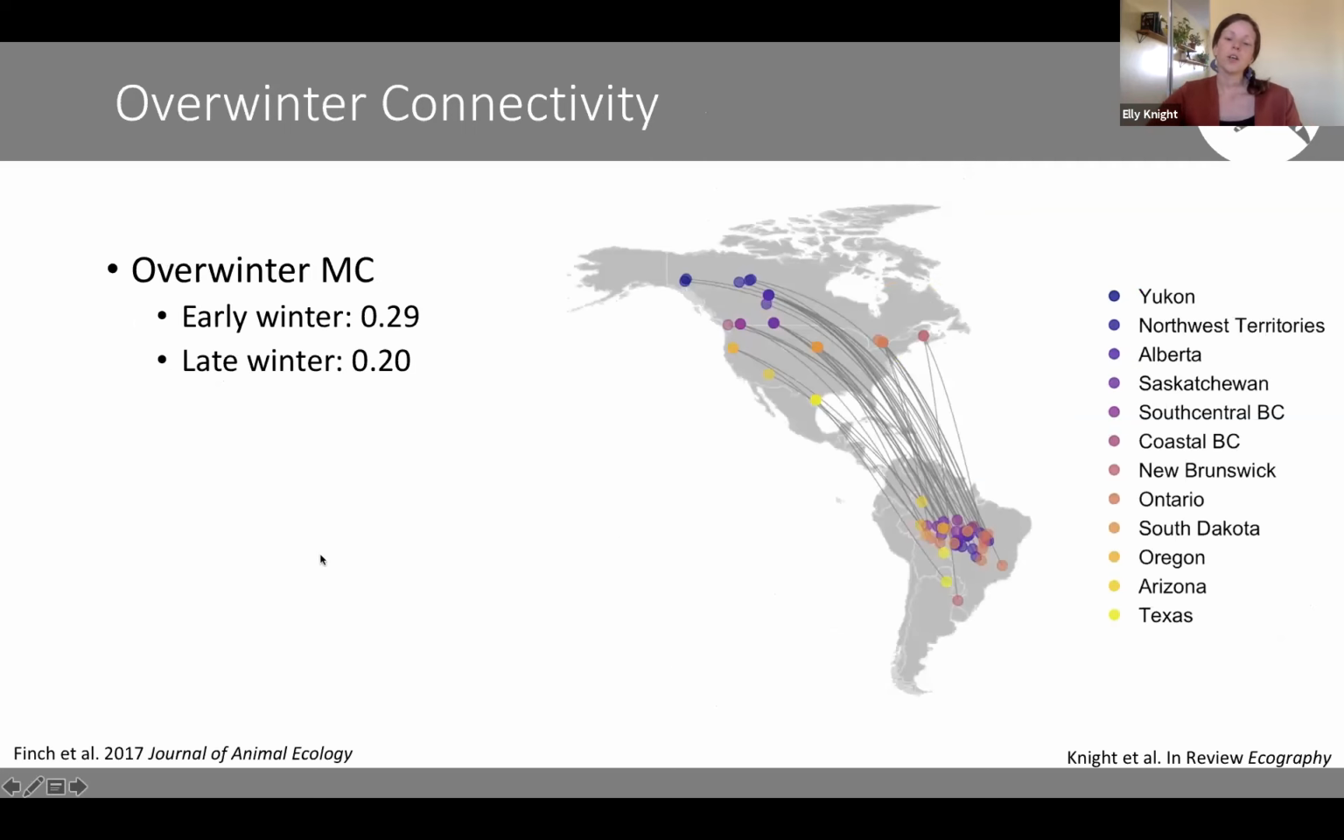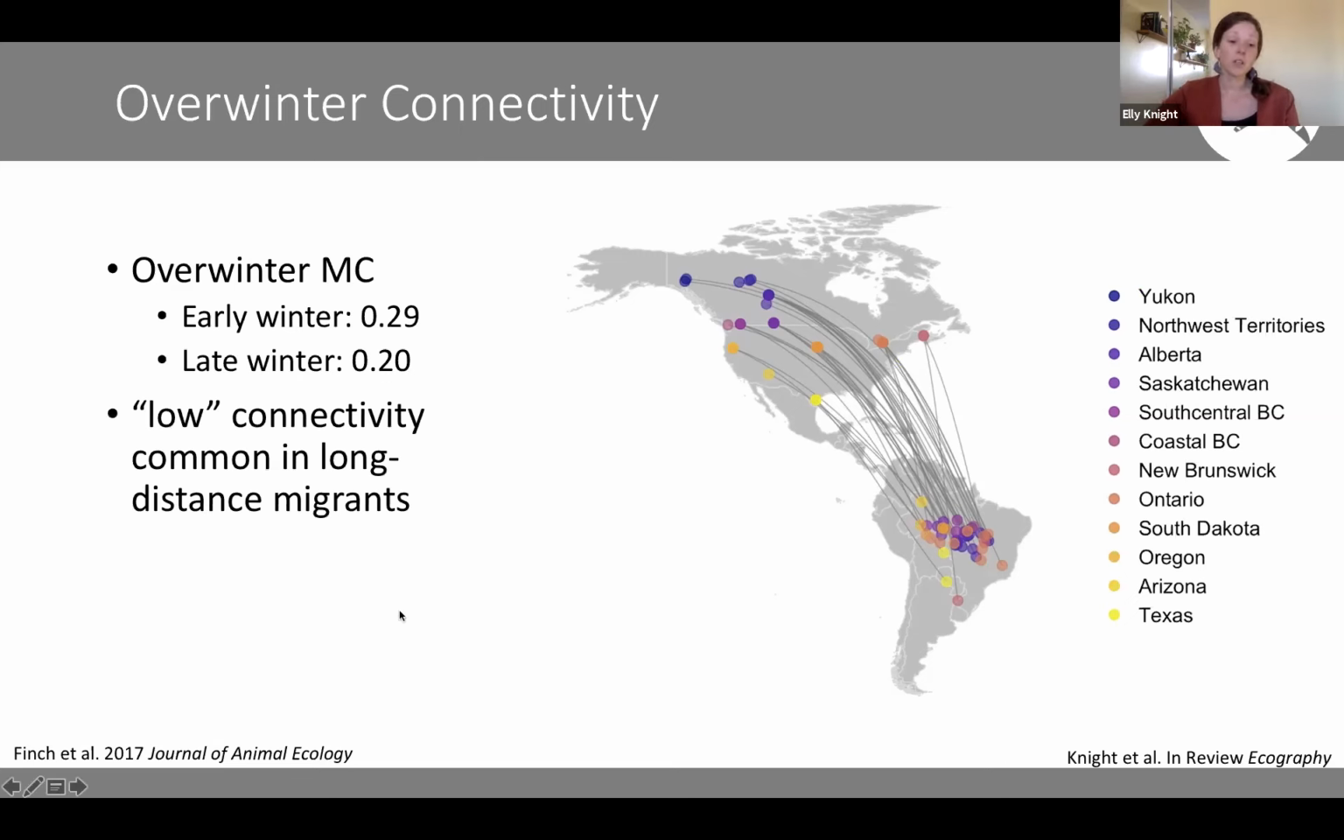And so over winter, we did evaluate relative to the stationary wintering stage. And we do see quite a bit of mixing. Migratory connectivity between the breeding and stationary wintering grounds was 0.29 in early winter, and then dropped down to 0.2 as several individuals actually moved to secondary locations. This type of low or weak connectivity is common in long distance migrants.